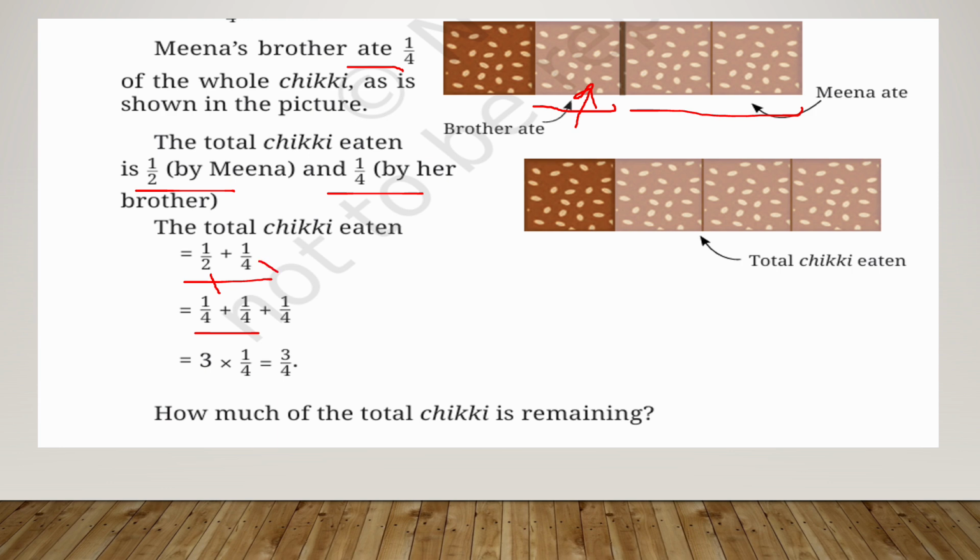Then this 1 by 4, 1 by 4. So how many 1 by 4s are there? 3 1 by 4s. So 3 into 1 by 4. What is 3 into 1 by 4? 3 by 4. See, out of 4 pieces, 3 pieces are eaten.